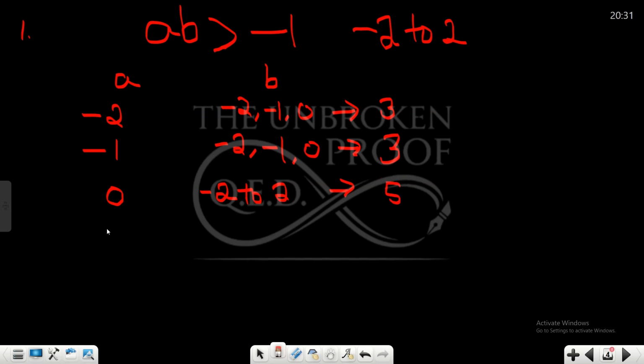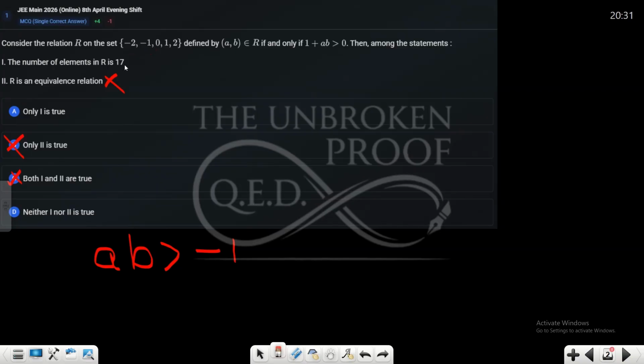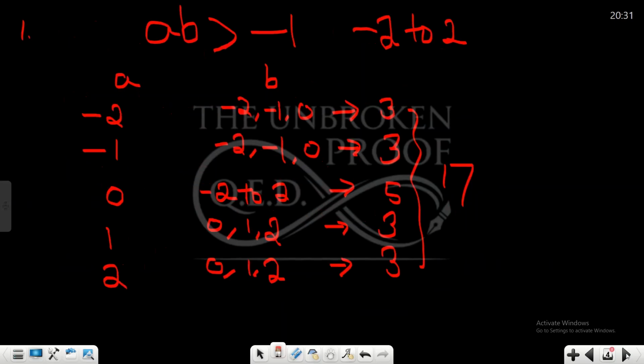Now if we take a as 1, then you can take 0, 1 and 2, right? So here we'll have 3 elements, and if I take 2 over here also you'll get 0, 1 and 2. So finally here also you'll get 3 elements. Now if you add all these 5 lists, then you'll find out that the sum is equal to 17. So yes, the first statement is correct, that the number of elements in R is 17. So option A is correct and option D is wrong. Okay, now let us move on to the next question.